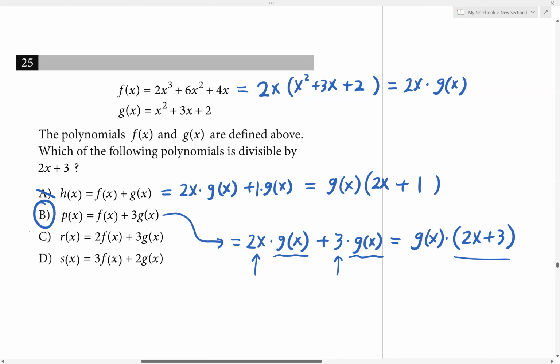Okay, so that's pretty much the fastest way. If you recognize this, you can just go ahead and do this. If you work it out and add them up and do long division, that will also work, but it just might take a little bit longer. Okay, so for 25, the answer is B.